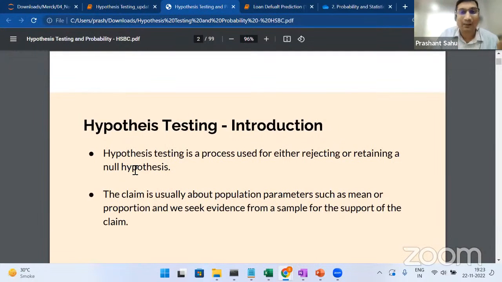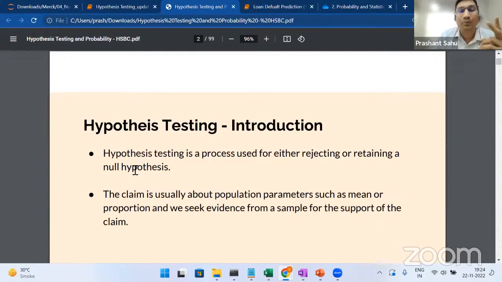What is the null hypothesis? The hypothesis which will be created to invalidate your claim. So if that dean is claiming that the average salary of MBA graduates from marketing specialization is higher, then the null hypothesis would be it is less than or equal to the other branch, the other specialization. It is as simple as that.